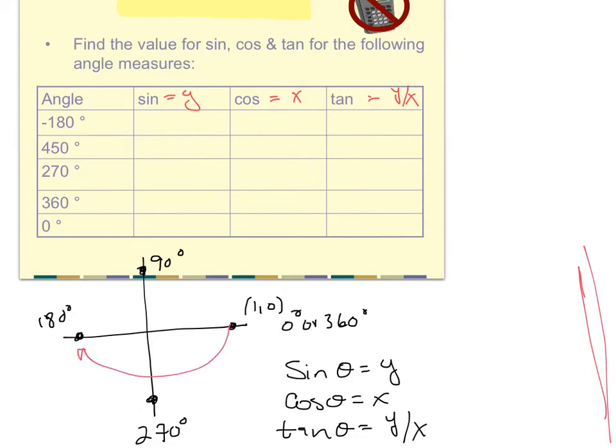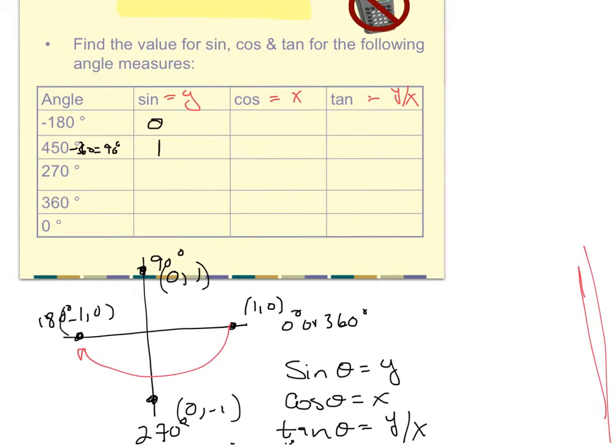And this point, which I haven't labeled yet, so 90 degrees is 0, 1, 180 is negative 1, 0, and 270 is 0, negative 1. So the y value here is 0. So sine is going to equal 0. 450. So if I'm at 450 degrees, if I subtract 360, that's going to equal 90 degrees. So I look at the coterminal angle. Well, where's 90 degrees? Well, I'm looking for sine, so I'm looking at the y value. That's going to be 1.